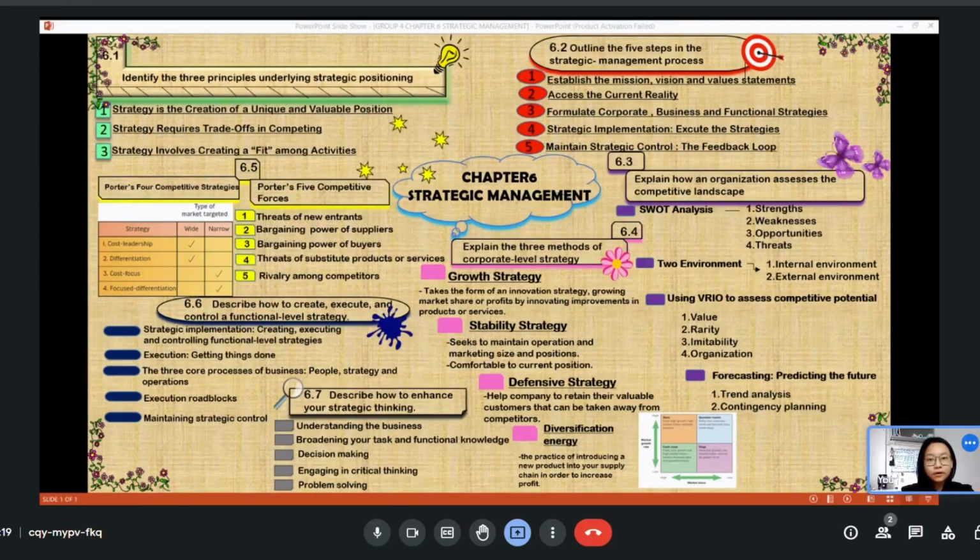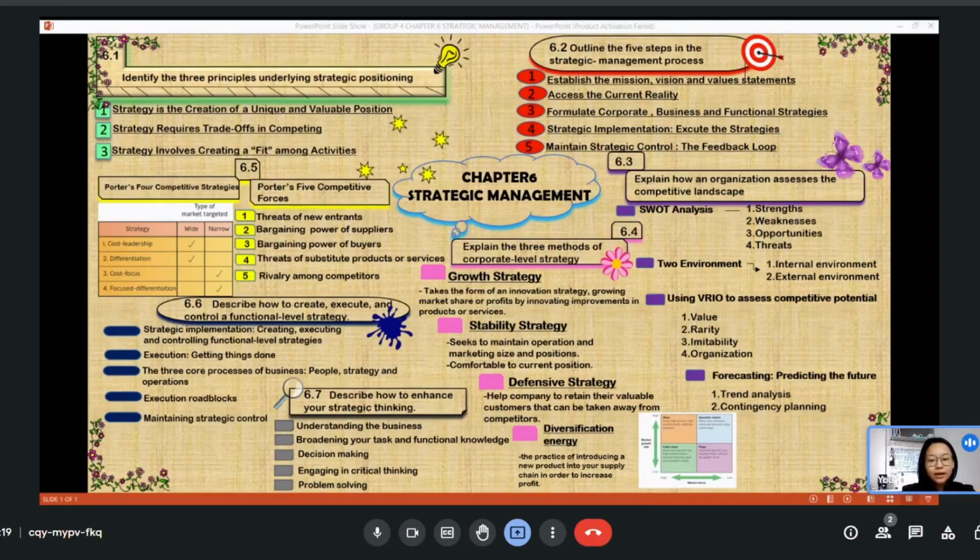There are threats of new entrants, bargaining power of suppliers, bargaining power of buyers, threats of substitute products or services, and rivalry among competitors. Threats of new entrants refers to the threats new competitors pose to existing competitors in an industry. Second, bargaining power of suppliers refers to the pressures that suppliers can put on a company by raising their prices, lowering their quality, or reducing the availability of their product.